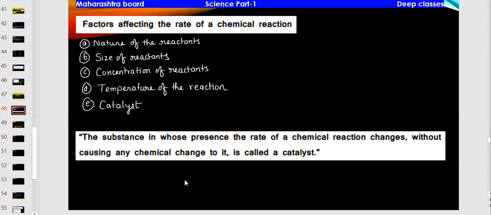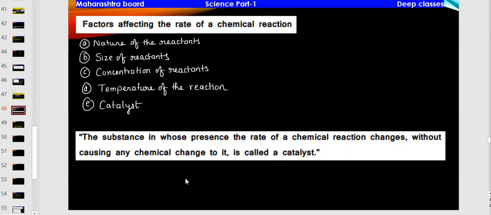Concentration of reactant. Sometimes we take concentrated acid, sometimes we take dilute solution. That also depends. Also, the temperature of the reaction matters a lot here. And the last point is catalyst. Catalyst means that while carrying out the reaction, we add some substance so that the reaction becomes a little faster. There will be some change in the rate of chemical reaction when we add this substance. But that doesn't mean it will cause changes in the product. The product will be the same, but it will help the reaction go faster.